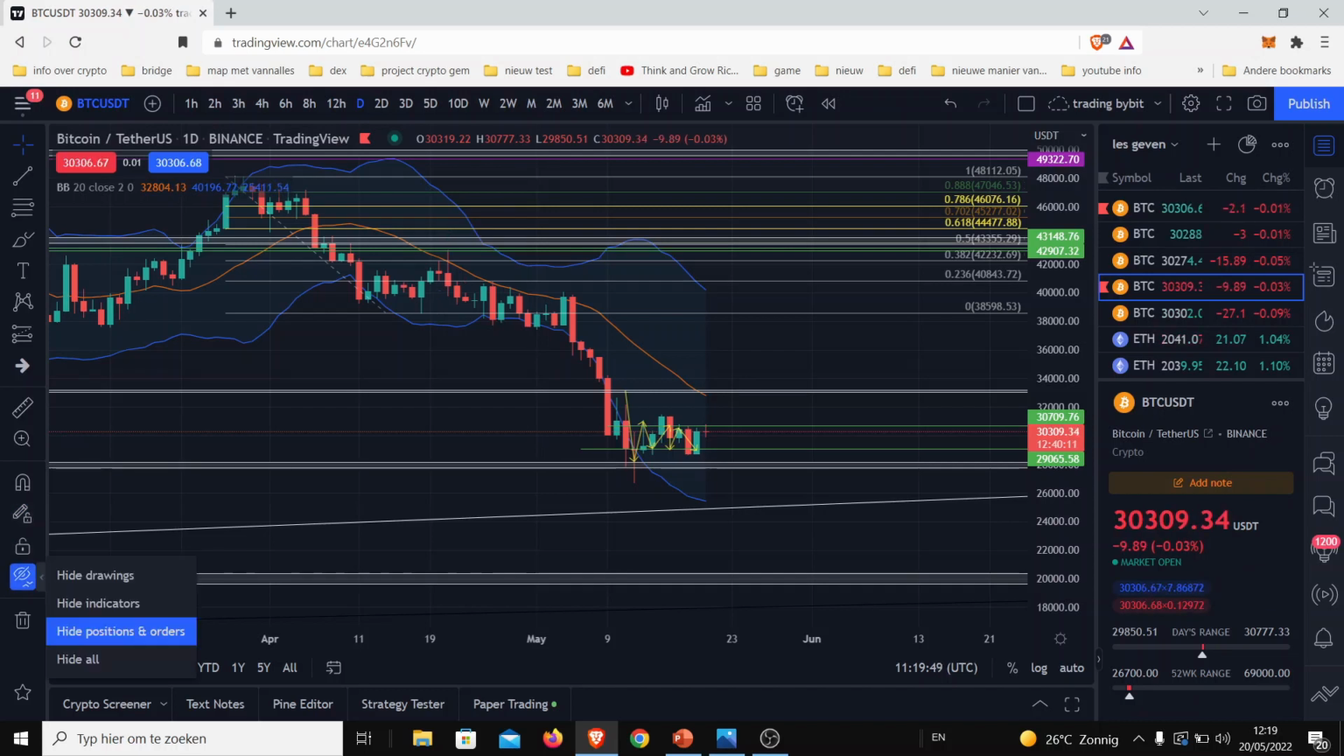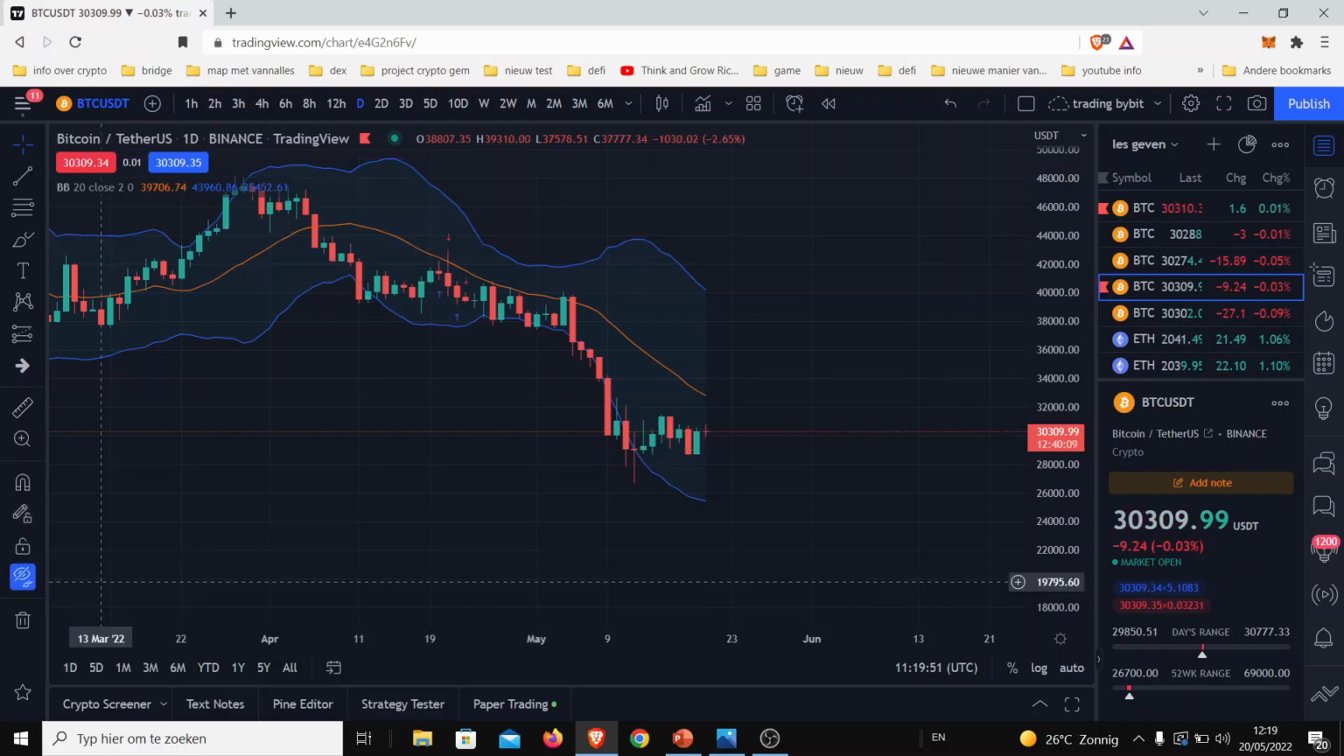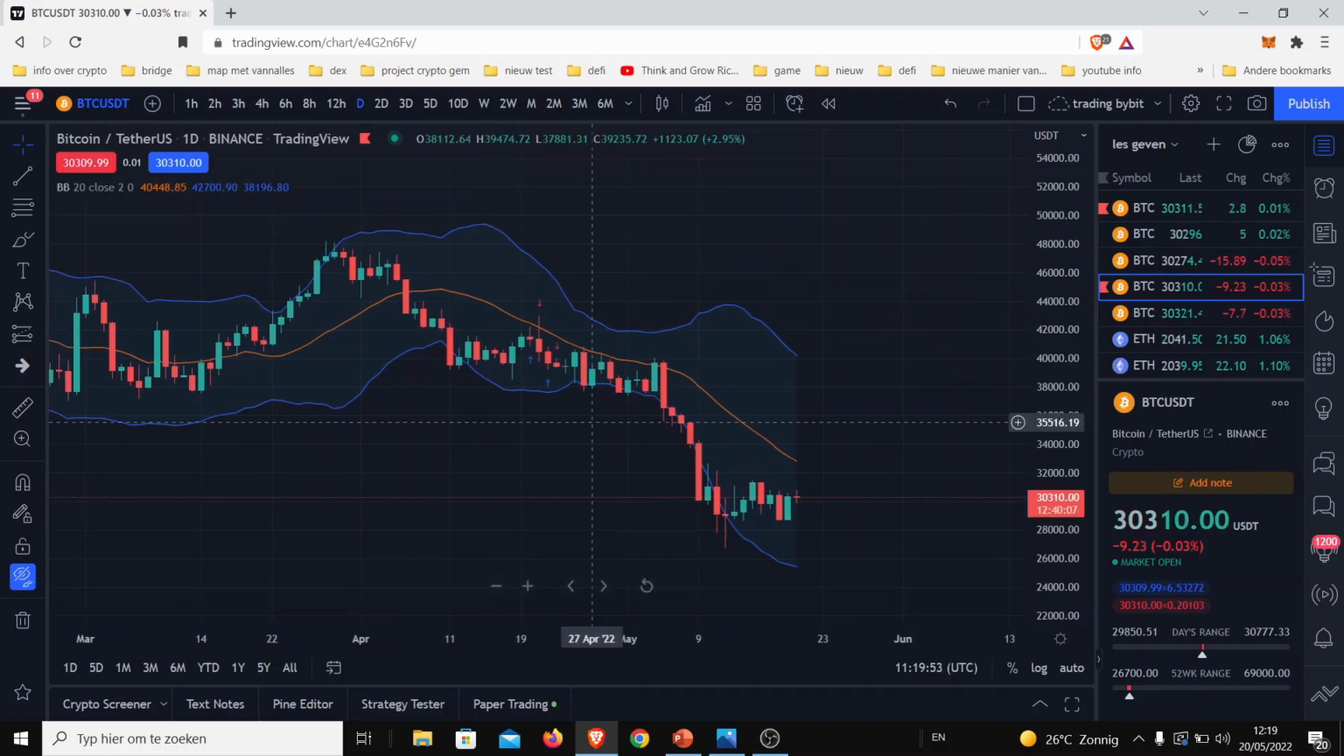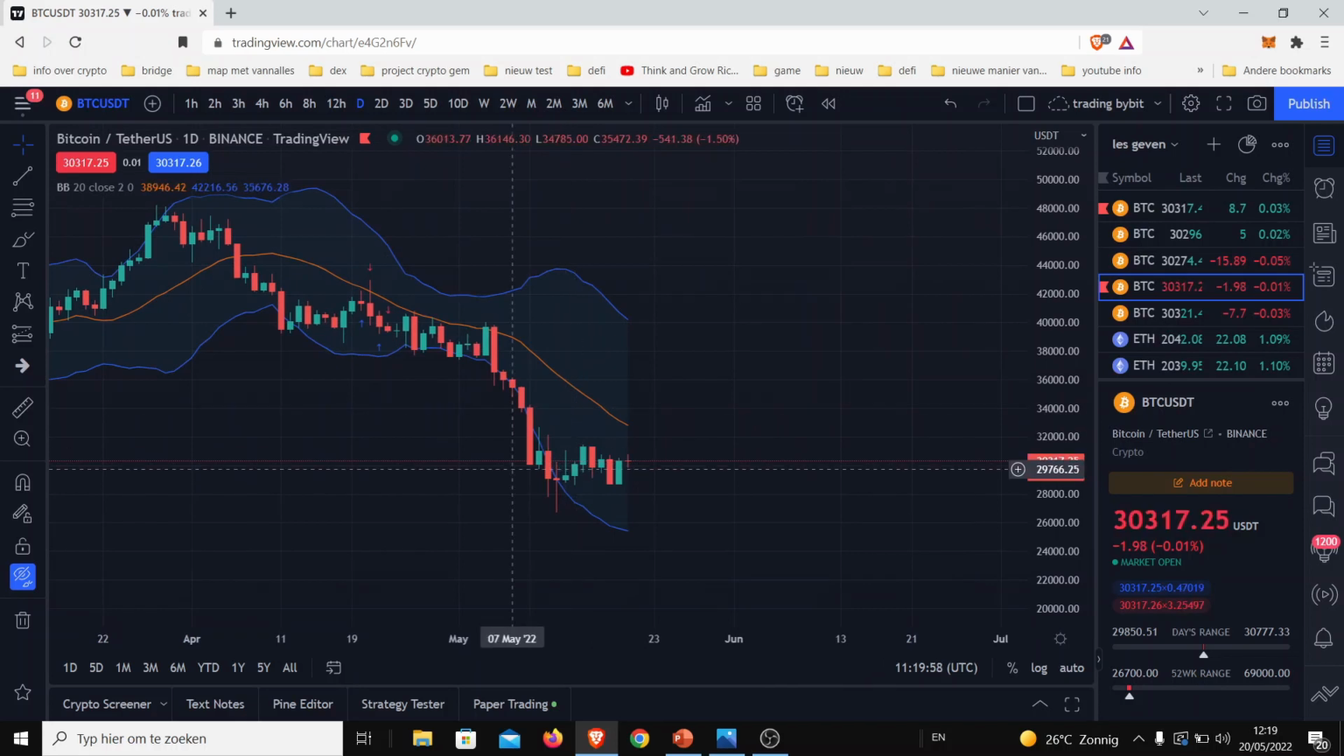Let me take a look. Hide my drawings. So now, these are the Bollinger bands that you can see. And this is also nice to see where the market is hitting. When it goes out of the Bollinger bands, it will go back inside, and if it hits, see, it will always try to adjust it.